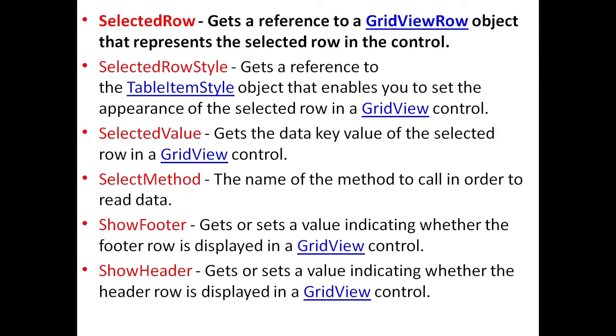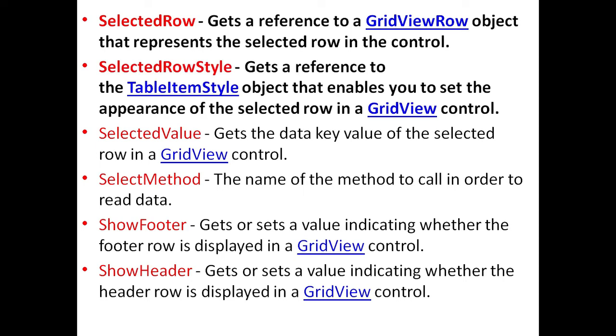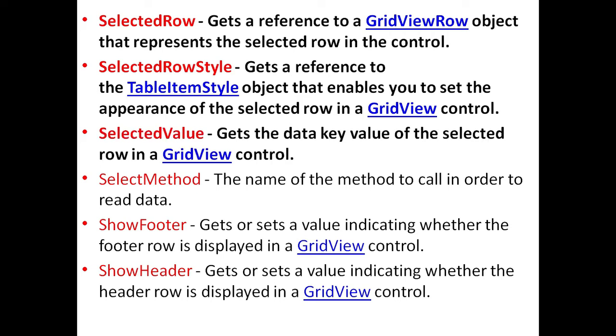Selected row property is used to get a reference to a data grid view row object that represents the selected row in the control. Selected row style property is used to get a reference to the table item style object that enables the user to set the appearance of the selected row in a GridViewControl.